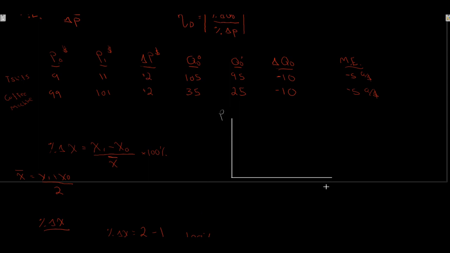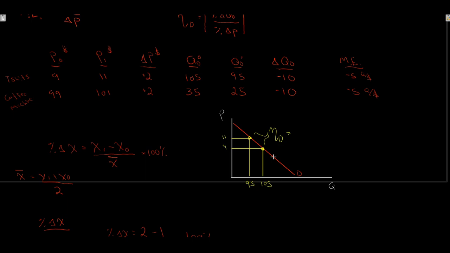Okay, so we have our graph, we have our price, we have our quantity. There's my demand curve. Demand. Let's suppose we're just taking a look at t-shirts. Suppose I want to know my sensitivity between these two points, 11, 9, 95, and 105. So I want to know, what is my elasticity of demand between these two points?